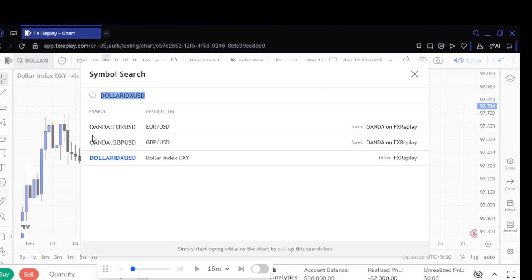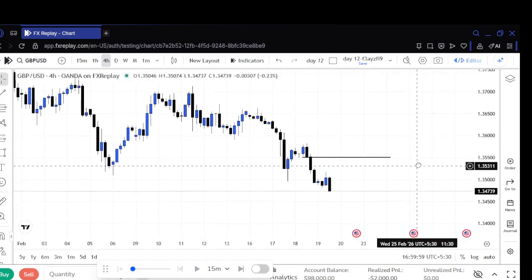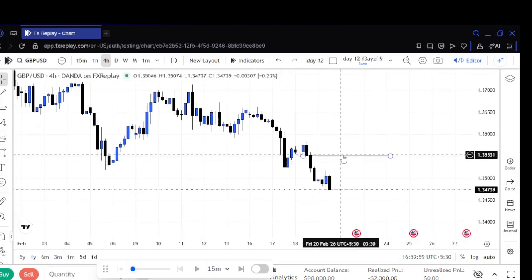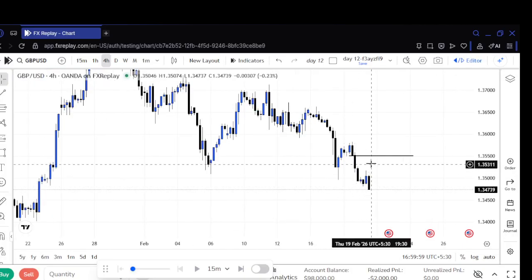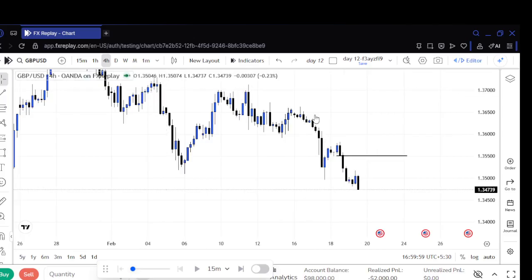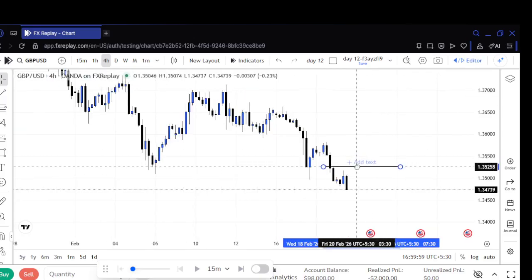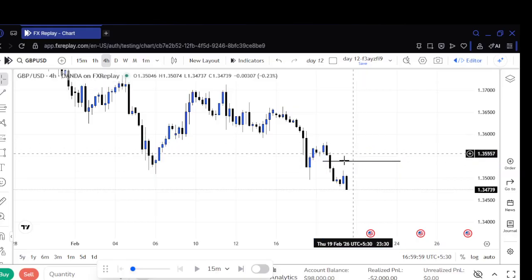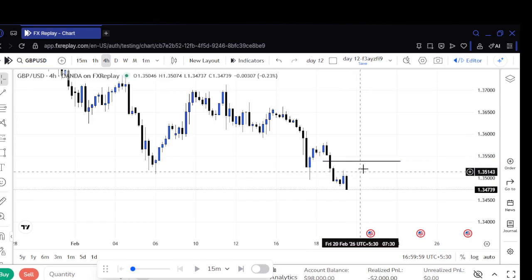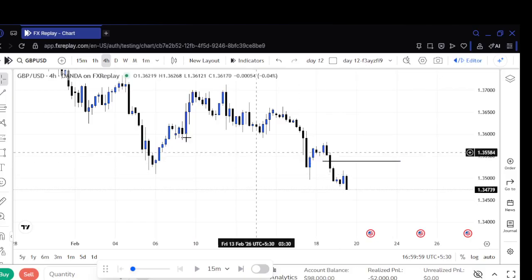Okay, let's look at the GBP. GBP lower high, lower low. For the lower low, I think the liquidity, right? It took the liquidity. It might come to here to fill the gaps here. Come up to fill this gap. Lower high, lower low. Might come for the lower high.